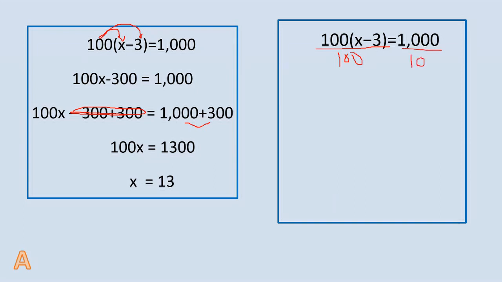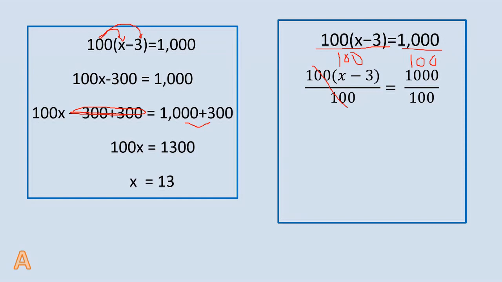So I'm dividing both of them by 100, and simply I'm going to get this. So I have 100 times x minus 3 divided by 100 equals 1,000 divided by 100. Now, what do you think is going to happen to my 100s on the left side? You're correct. They're going to become 1. Yes. So this is going to cancel and become a 1.